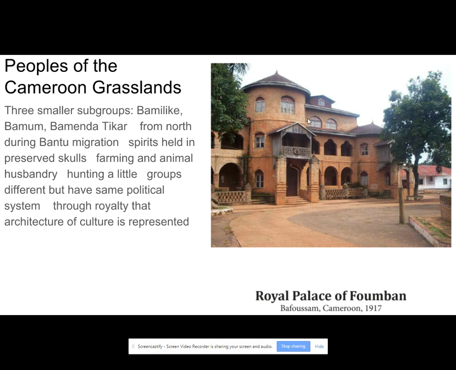People of Cameroon grasslands, there were smaller subgroups, Bamileke, Bamum, Bamenda, Tikar. They are from the north during the Bantu migration. Spirits were held in preserved skulls. They were into farming and animal husbandry and hunted a little. The groups were different, but they still had the same political system. And through royalty, the architecture of culture is represented.